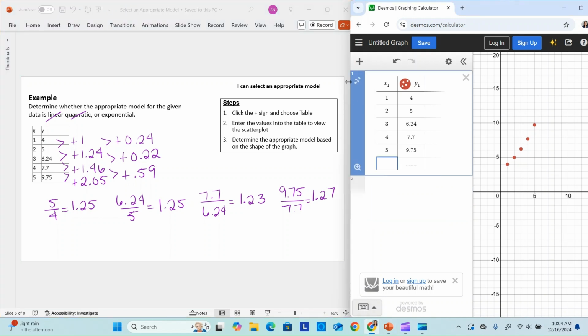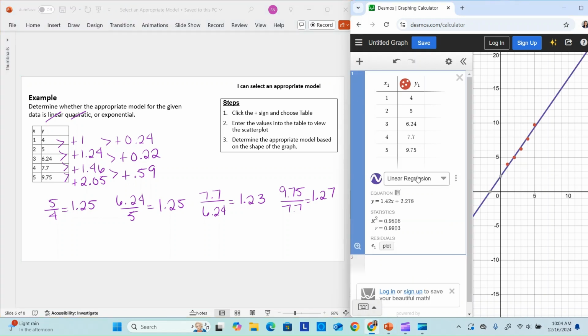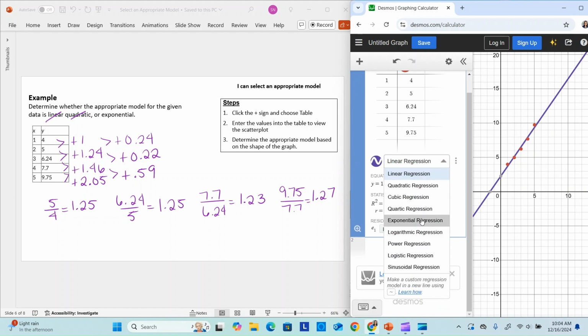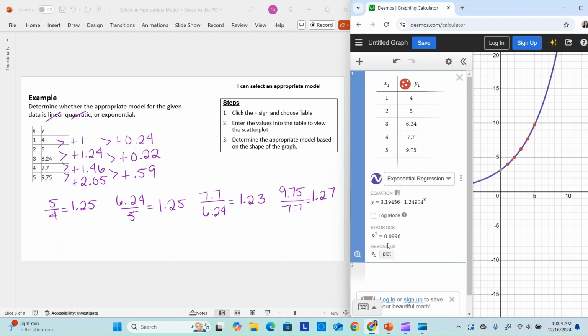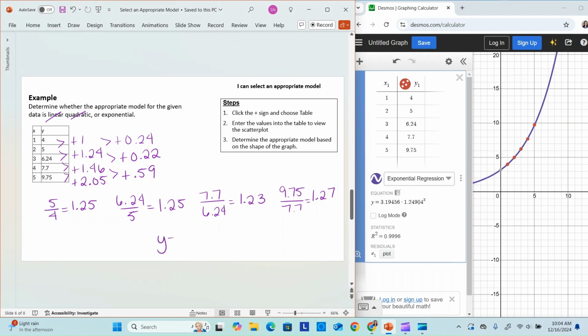So let's go ahead and make sure that the coefficient of determination is telling us this exponential regression is a good model. You can see that's very close to 1, right? So that means that this exponential equation, y equals 3.19 times 1.25 to the x, is going to be a very good fit for this data. Okay, so this one is going to be exponential.